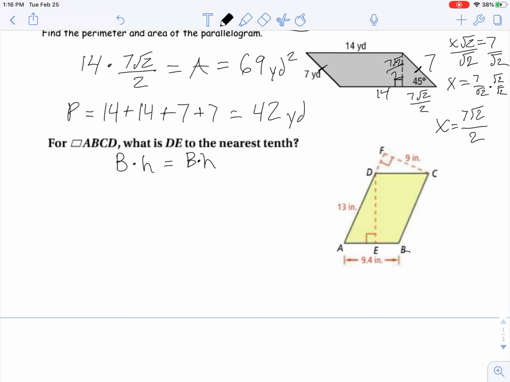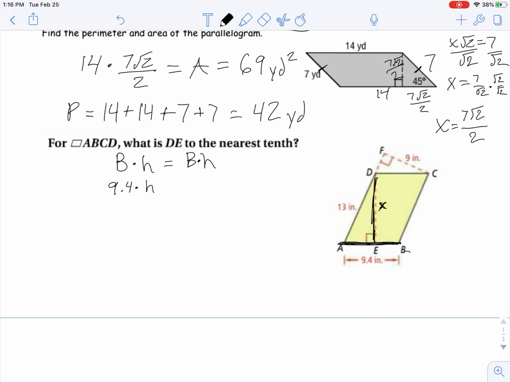If we're trying to find a side, or basically not a side, we're trying to find the altitude here, which is a height. I'll just label it x. DE is what we're trying to find. If that's what we're trying to find, then I'll put in x for one of the heights, but I have to figure out what base that one goes with. So which base would that be? Well, it's perpendicular to this one, and we said they have to be perpendicular, right? So this would be a base, this would be a height, those are perpendicular. So maybe I'll just do that one first.